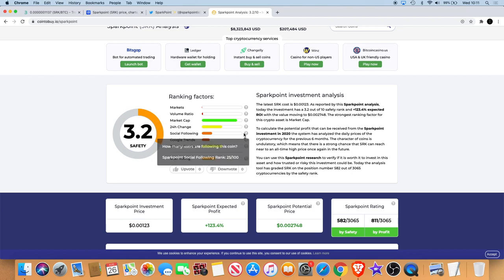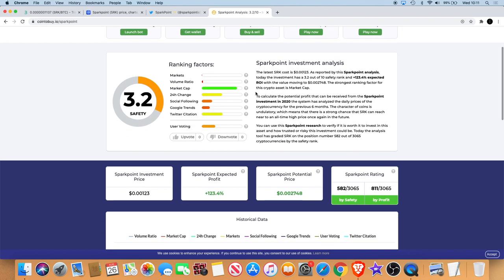The market cap is definitely a good factor in regards to why you should invest in this coin. If you look at their investment analysis, it says that, as reported by this SparkPoint analysis, today the investment has a 3.2 out of 10 safety rank, which is expected because it is a low cap gem at the end of the day. You can't expect a 10 out of 10, even a 7 or 8 out of 10 with a low cap gem, because obviously it's high risk, high reward. So a 3.2 is quite reasonable, if I'm being honest.